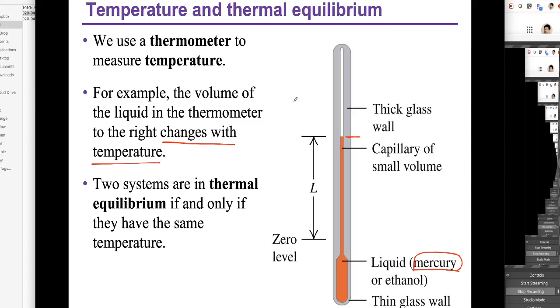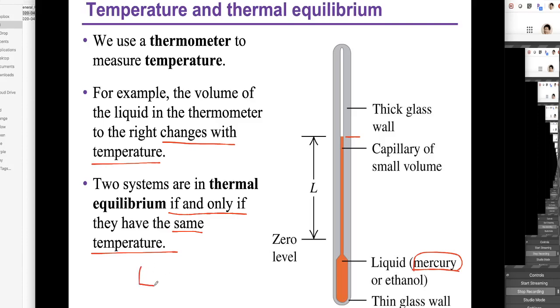This is the function or mechanism of the thermometer. And another thing is thermal equilibrium. We call two objects or two systems in thermal equilibrium if and only if they have the same temperature. If they don't have the same temperature, then they are not in thermal equilibrium.